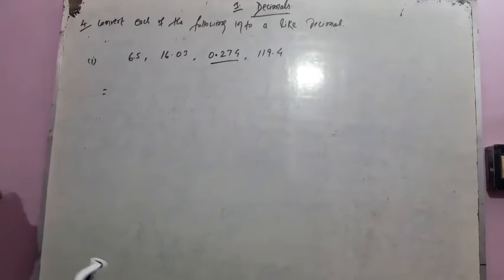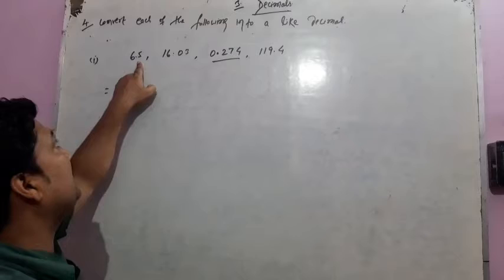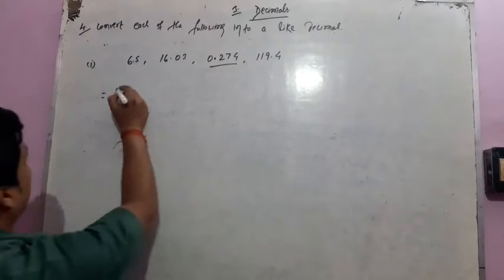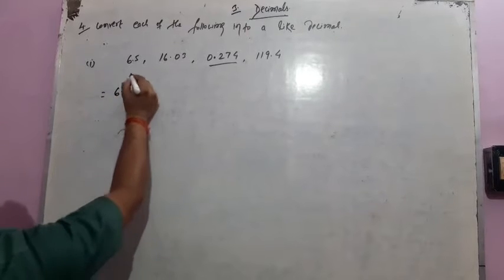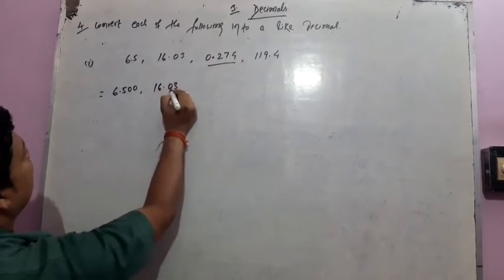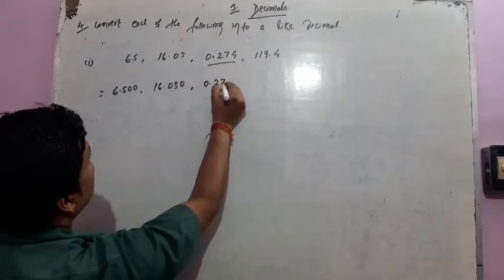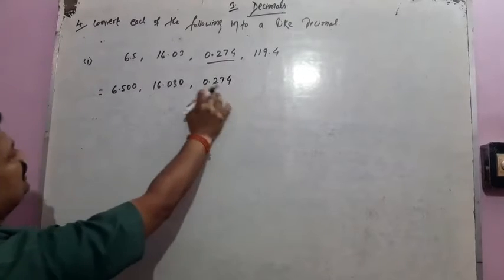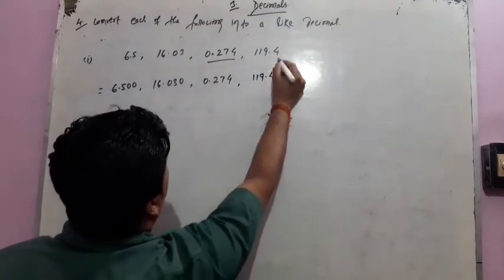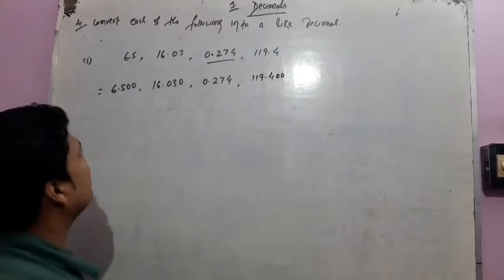So we have to change each decimal in such a way that after decimal, each decimal contains 3 digits. For example, 6.5 here, now put 2 zeros here. 6.03 here, 2 digits, so 1 zero we have to mark. Here after decimal already 3 digits are present, there is no change required here. And 119.4 here, after decimal we have 1 digit, so we have to mark 2 zeros here.